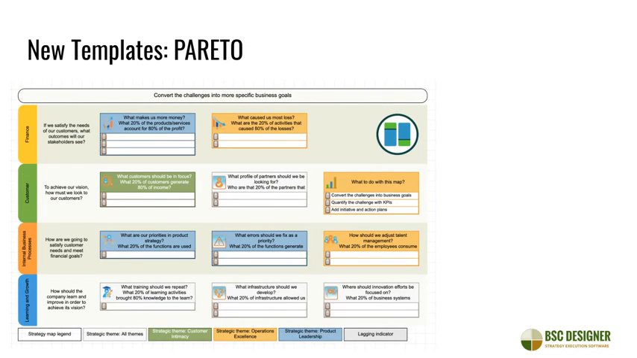And similar to the PESTEL analysis, you'll find a template for Pareto Analysis. Again, it's nothing new, the 80-20 rule, but with the BSC Designer software, you have a little bit more disciplined approach to Pareto Analysis. And again, you will be able to keep the results of the analysis in your account, just in case. If in future you need to go back and look why you decided to formulate your strategy in a certain way, you can always consult the results of analysis that you did in BSC Designer.